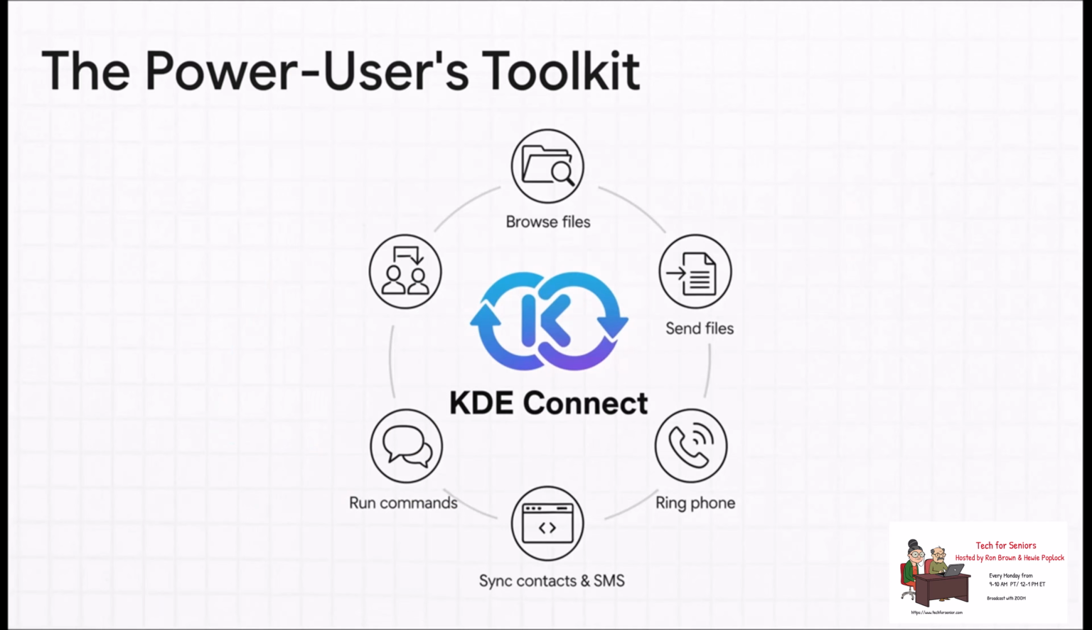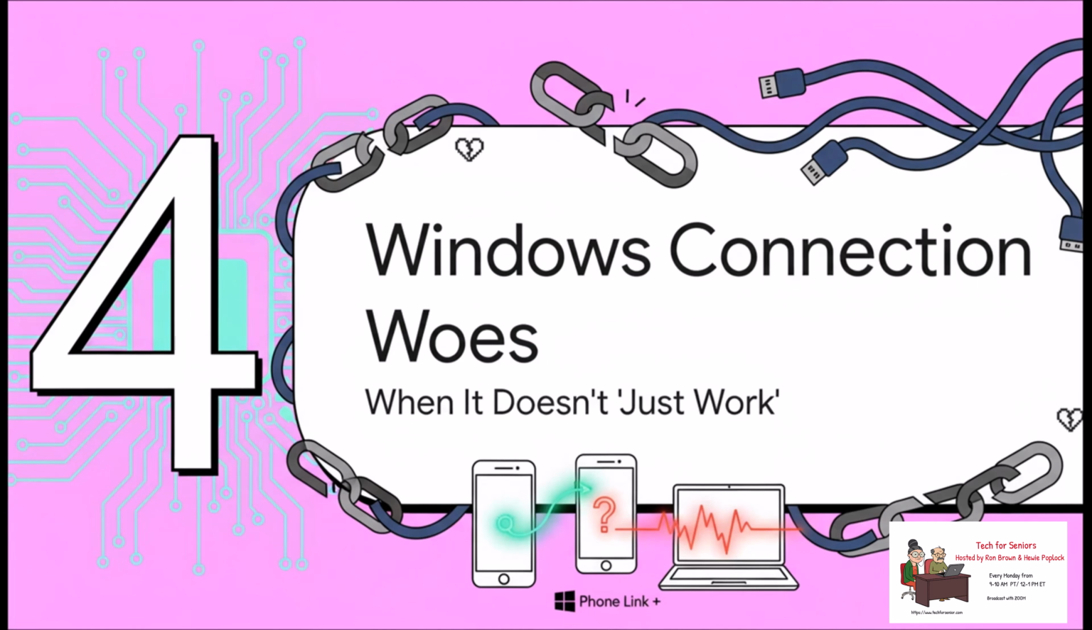And the list just goes on and on. You can dig through your phone's entire file system right from your desktop. Send huge files back and forth instantly. Can't find your phone? Make it ring from your PC. You can even check your phone's battery level. And for the real nerds out there, you can set up custom commands to run on your PC with the tap of a button on your phone. It's wild.